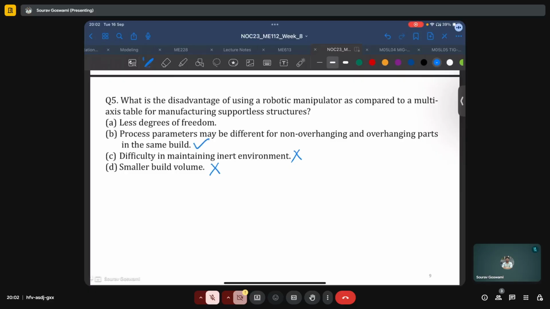Does it have fewer degrees of freedom? No, this is incorrect. In fact, sometimes the robotic arm may have more degrees of freedom than your multi-axis table. So option B is correct.